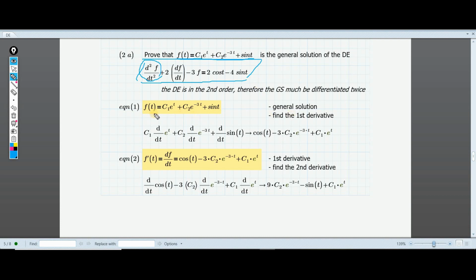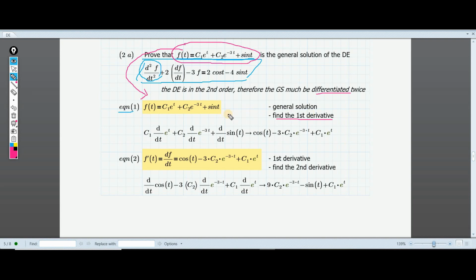Okay, next. Our equation 1. Okay, copy natin yung ating general solution na nasa taas. Ito, f of t. Lagay natin siya dito. Ayan. This is the general solution given to us. So, sabi ko kanina, we will differentiate twice. So, find now the first derivative.